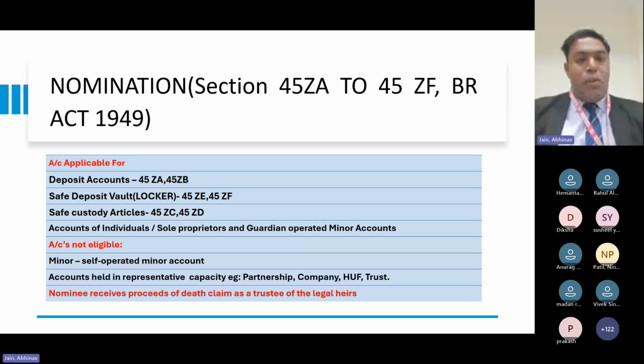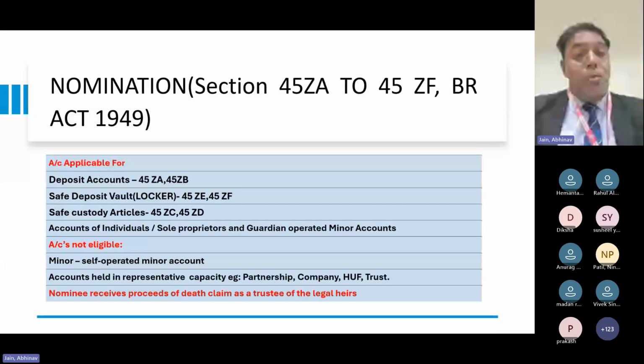Now, another important question from the point of view of the examination. Under which act and which section? Section 45ZA of the Banking Regulation Act 1949 talks about nomination. This question has come in the past in examinations. So for deposit account, 45ZA and 45ZB are the sections. For safe deposit vault, that is locker, sections 45ZD and 45ZF. And for safe custody article, sections 45ZC and 45ZD. So it is important, please do remember these sections.